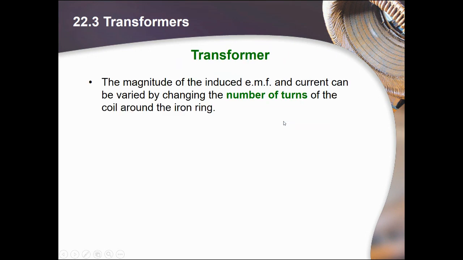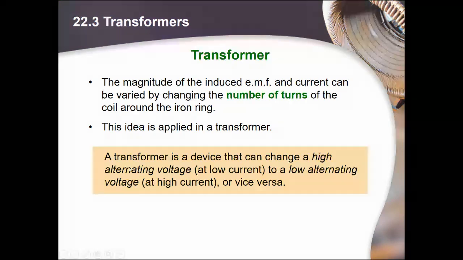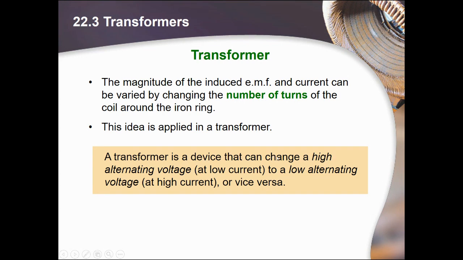So this is the working principle behind a transformer. The magnitude of the induced EMF and the current can be varied by changing the number of turns on the coil around the iron ring, and therefore we come up with the transformer. A transformer is a device that can change a high alternating voltage to a low alternating voltage or vice versa. So I can change the voltage from either high to low or low to high.